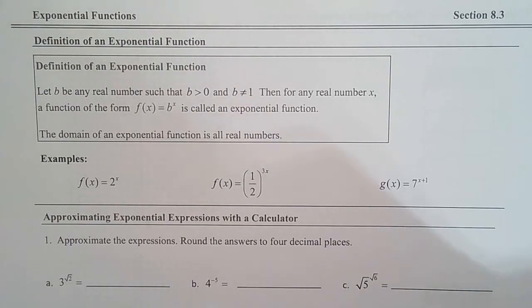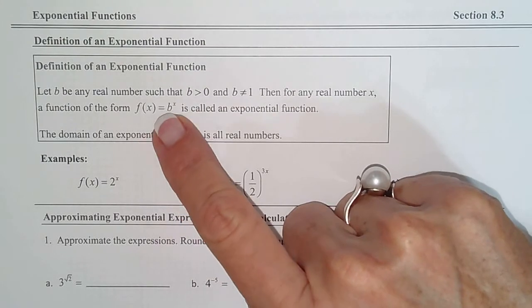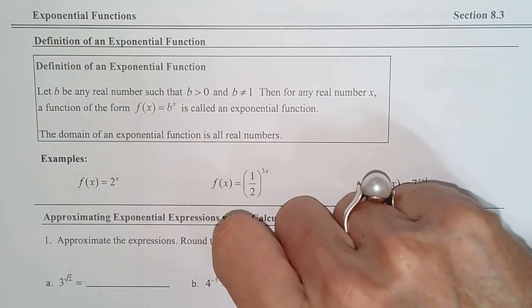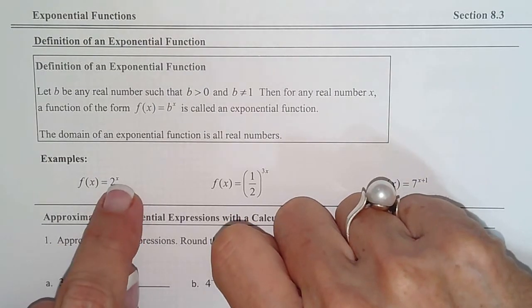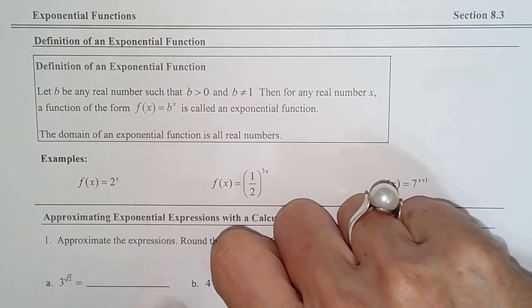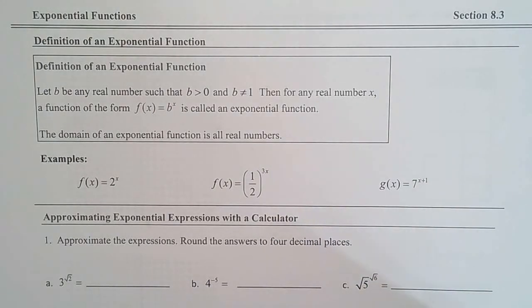That's why I wanted to make sure we got this in before the end of the semester. So an exponential function is in the form f of x equals b to the x, so it has an exponent in it, but the exponent is a variable now. It's not a number. So that's how we know what an exponential function is.